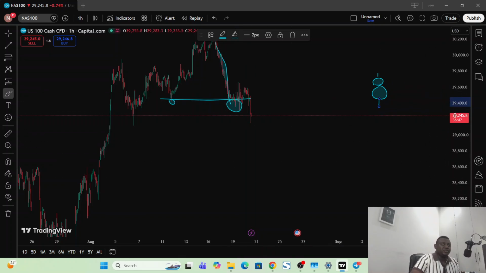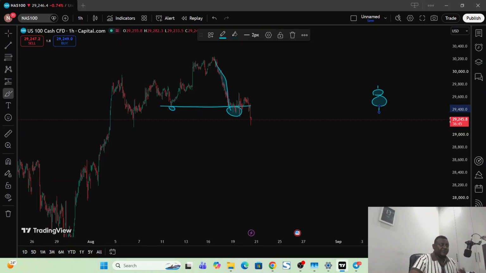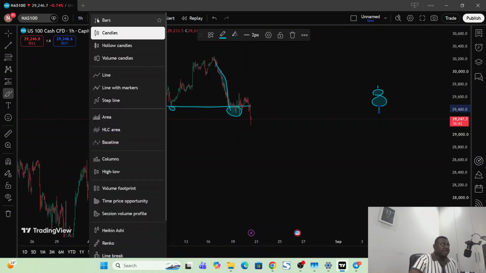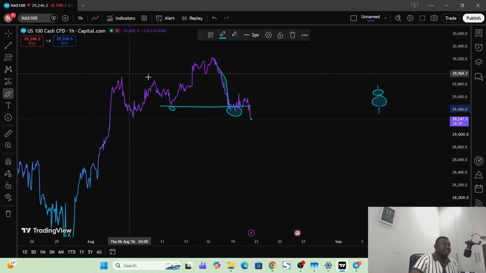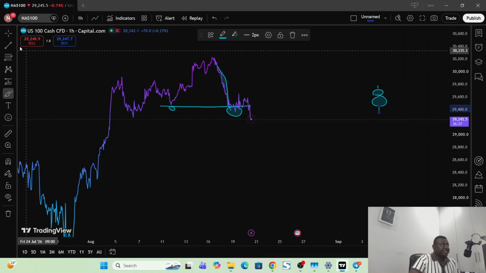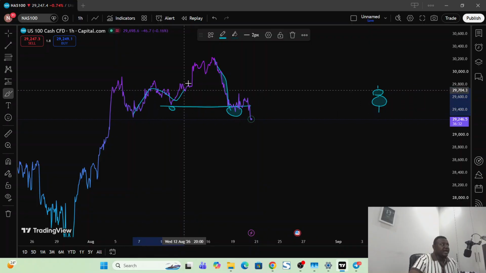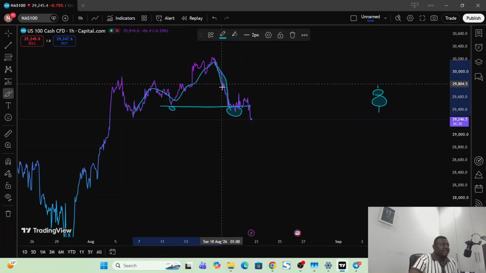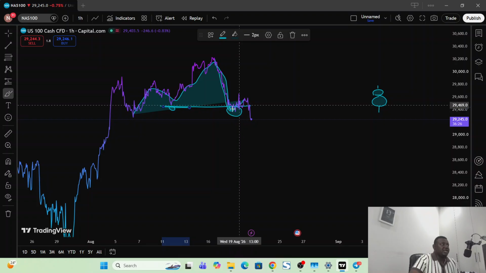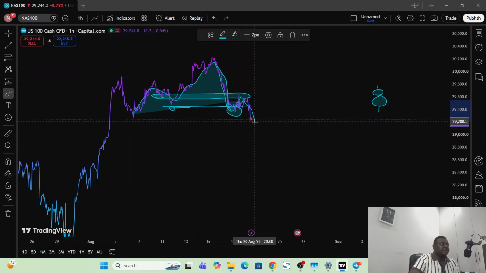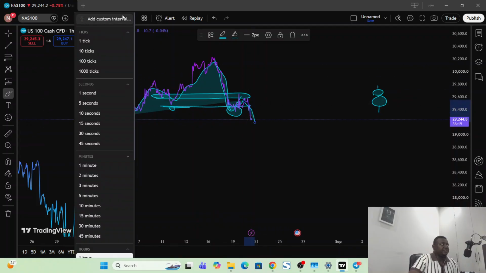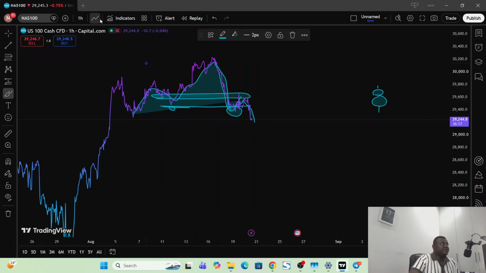So what I like to do to avoid noise on the market, I like to come here, change from candles and select the line chart. If we select the line chart, you can see more clearly that the market was going up. You can see it went up and then it came down. This low happened to be lower than this low and then went back up, retested this zone and then went down. So let's switch back to our candles.